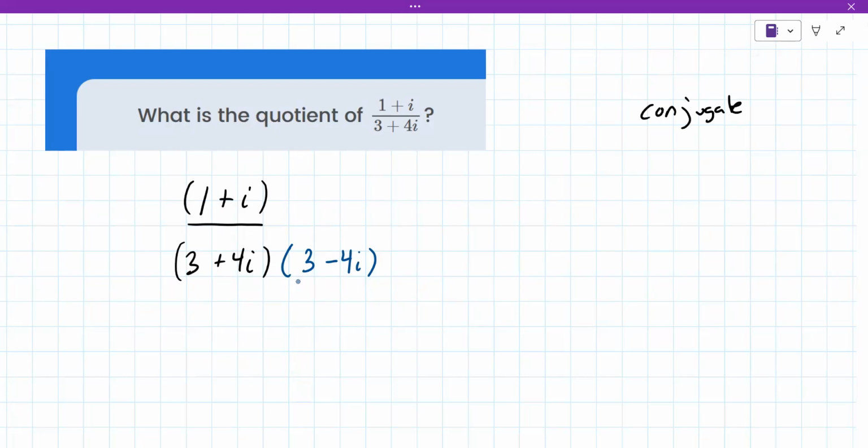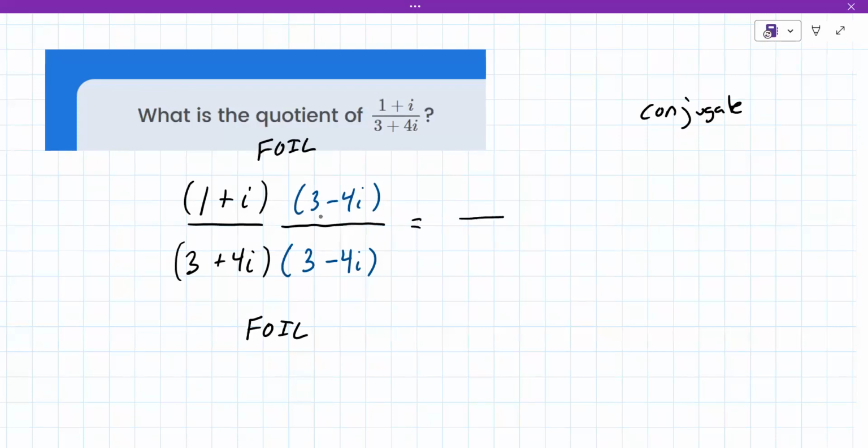Okay, so we're going to do it for the top and the bottom, and it's really an exercise in foiling. So we need to foil the top and the bottom. I'm going to foil the top, and then you're going to foil the bottom. The top is 3 minus 4i plus 3i minus 4i squared. So foil: multiply the first, multiply the outsides, multiply the insides, multiply the last. Could you foil the bottom for us, please? Yeah.